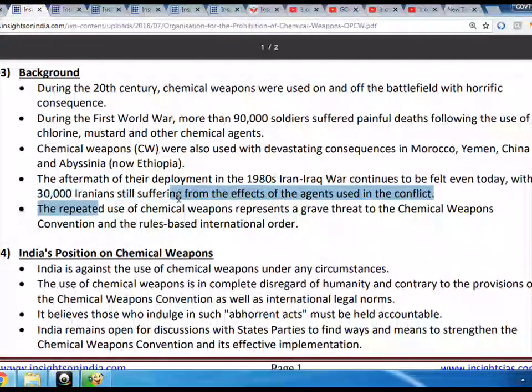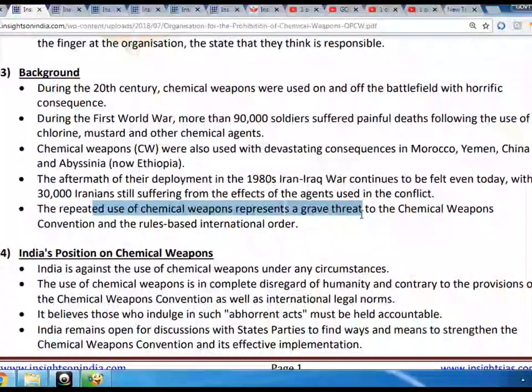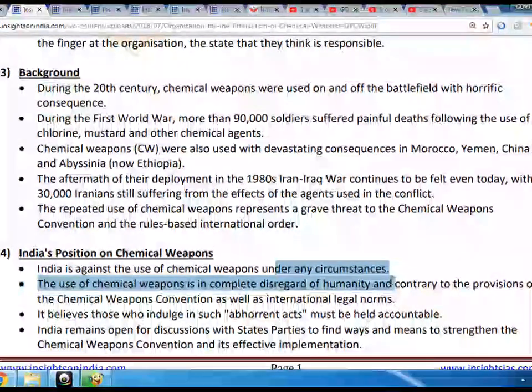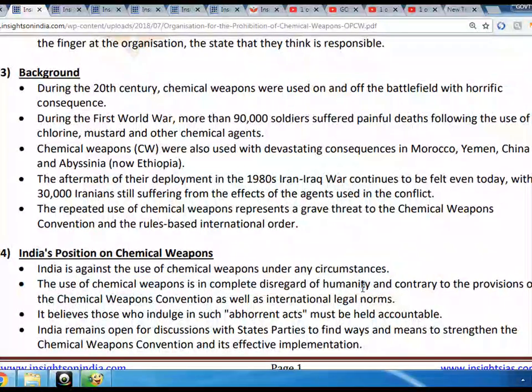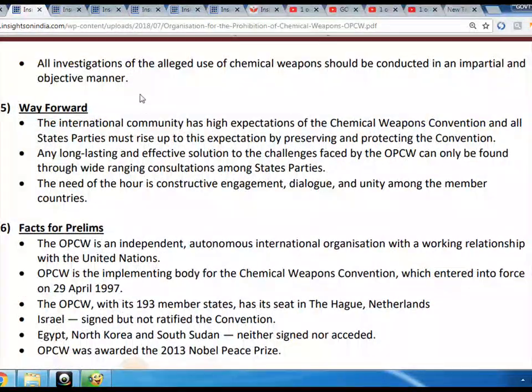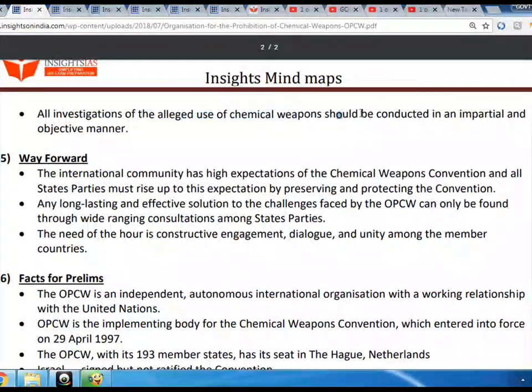The repeated use of chemical weapons represents a grave threat to the Chemical Weapons Convention and the rules-based international order. 4. India's position on chemical weapons. India is against the use of chemical weapons under any circumstances. The use of chemical weapons is in complete disregard of humanity and contrary to the provisions of the Chemical Weapons Convention as well as international legal norms. It believes those who indulge in such abhorrent acts must be held accountable. India remains open for discussions with states parties to find ways and means to strengthen the Chemical Weapons Convention and its effective implementation. All investigations of the alleged use of chemical weapons should be conducted in an impartial and objective manner.